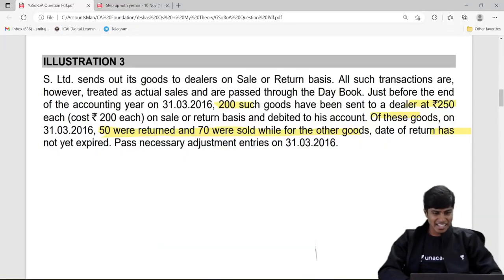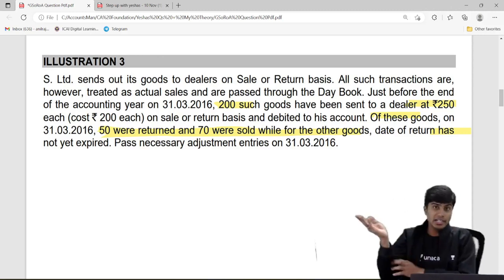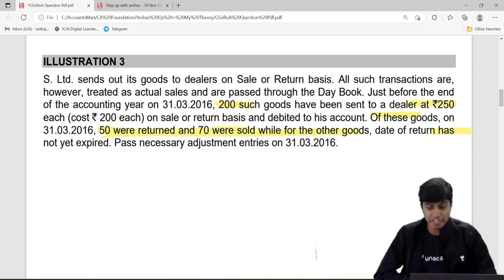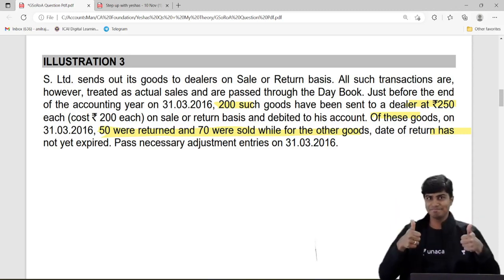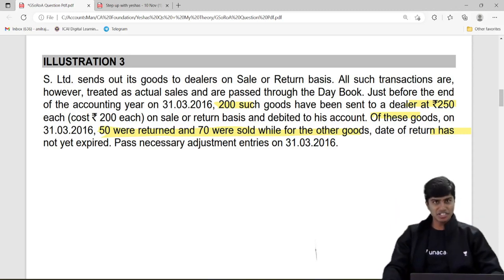That's it. Is there any acceptance received at a later stage? They have not given any information about what will happen later. If they had given which, I would have definitely written some entry. Great. We are now done with illustration number 3.